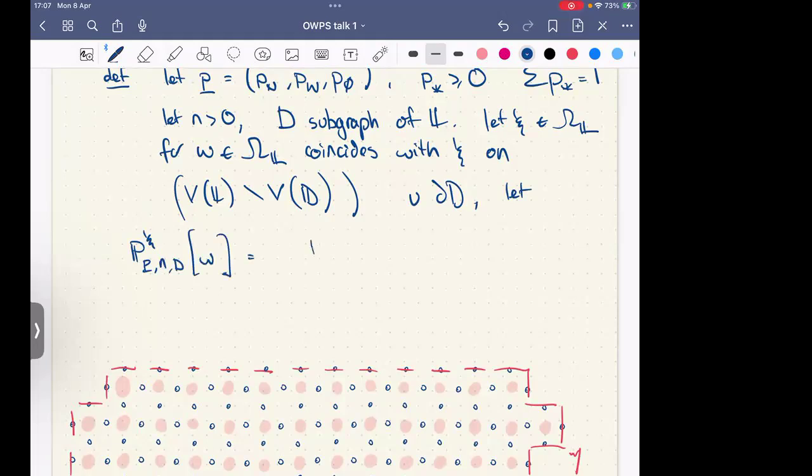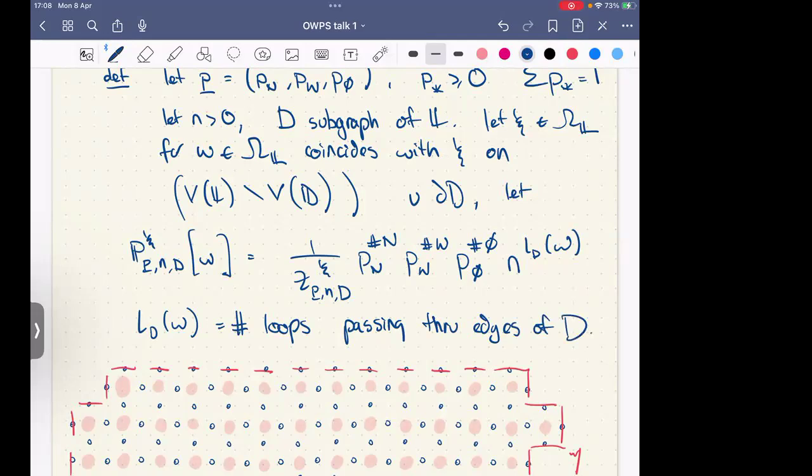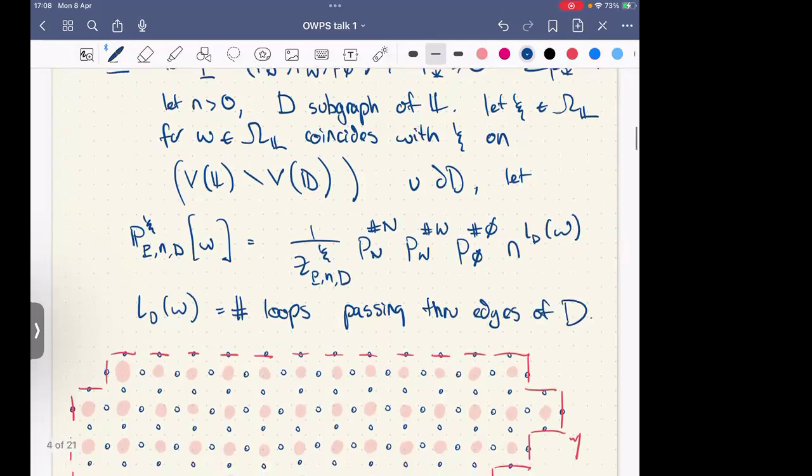Omega is exactly what we expect it to be. I have my normalization constant, which will depend on all the same things, and then p_N to the number of north mirrors in omega, p_W to the number of west mirrors in omega, p_empty to the number of empty vertices in omega, and then n to the number of loops, where this time we have the number of loops which intersect the edges of D. So L_D of omega is the number of loops of D.